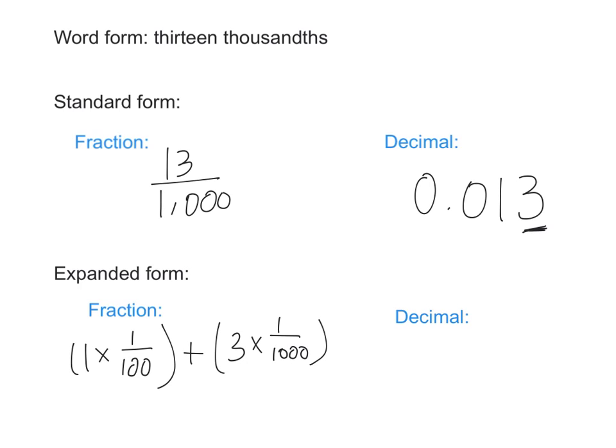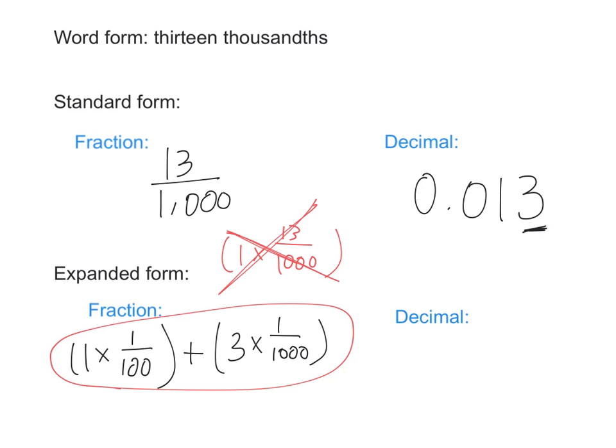The reason why we want to do this, instead of just doing 1 times 13 thousandths, is because which one's more expanded? The one in black, right? So we always want to expand things as much as possible. This is not expanded form, but this is. Okay? How could I write this expanded as a decimal?